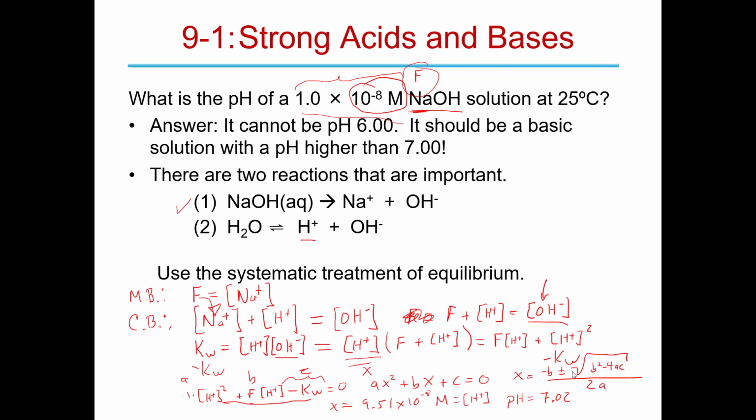So using the systematic treatment of equilibrium, we can solve this, and we see that, lo and behold, we do have a pH that is ever so slightly basic, right? 7.02 is a little bit different from 7.00, so we're ever so slightly basic, as we might expect for a base that has this tiny, tiny concentration.